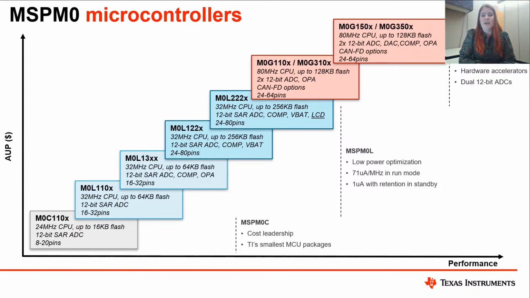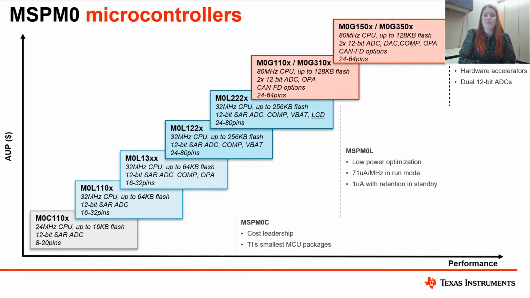Moving up to the mid-range, we have our MSPM0L devices. While all of our devices are low power, our L series is optimized for power-constrained applications, with 71 microamps per megahertz in run mode and 1 microamp with retention and standby. With the release of our L122 and 222 devices in the darker blue, this family now spans from 16 to 256 kilobytes of flash memory.